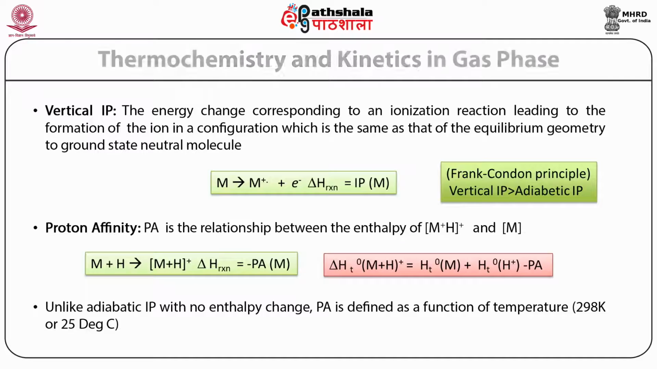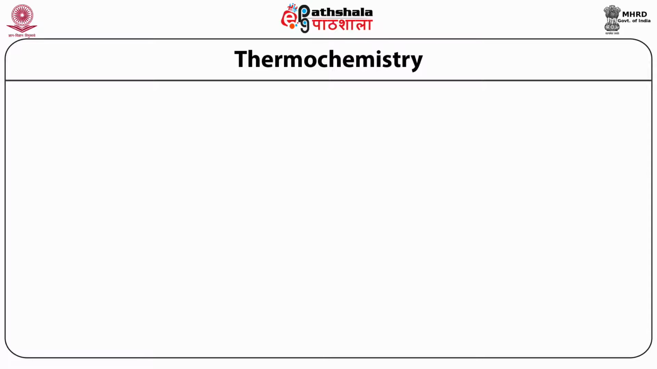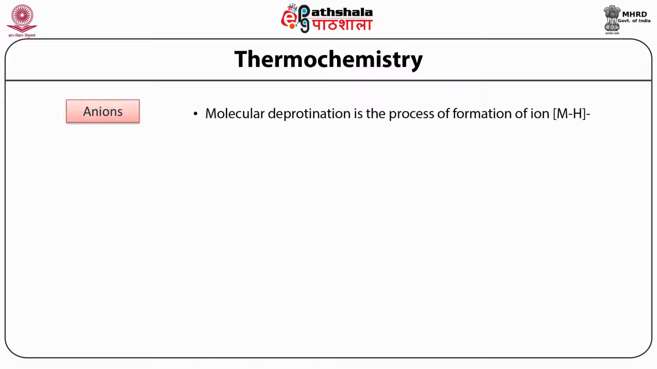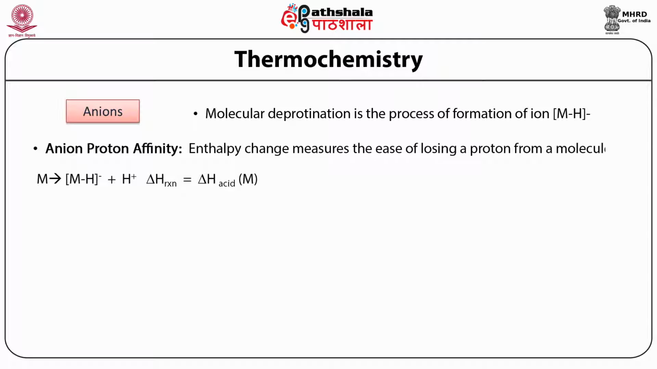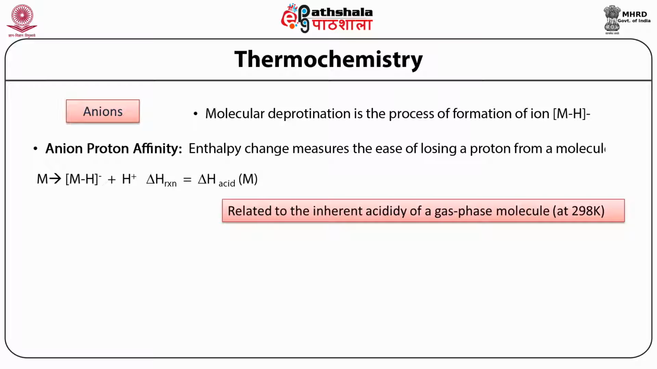In the case of anions: so far we have seen cations having positive charge. What happens in the case of anions? Molecular deprotonation is a process where a molecule loses a proton and carries a minus charge. The anion proton affinity is defined as the enthalpy change that measures the ease of losing a proton from a molecule. This is related to the inherent acidity of a gas phase molecule at normal temperature.